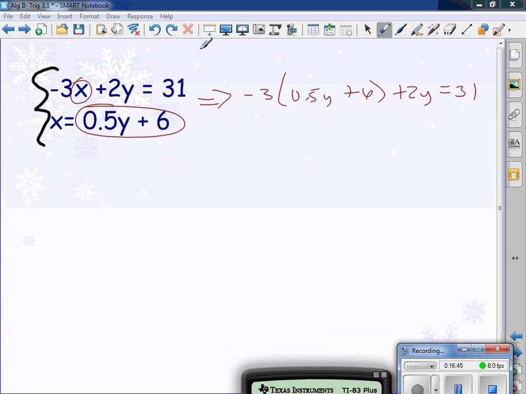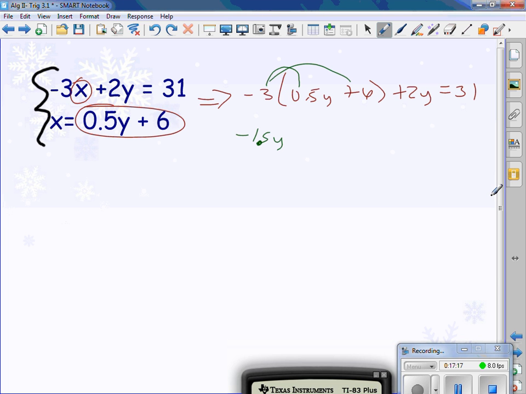Now I'm going to distribute. What's negative 3 times 0.5y? Negative 1.5y. Please make sure that your decimal points are pronounced, so that you can tell that's a decimal point. A lot of the time people make their decimal points really light, and if you look real quick, what does that look like? Negative 15. You want to make sure you know that's a decimal point.